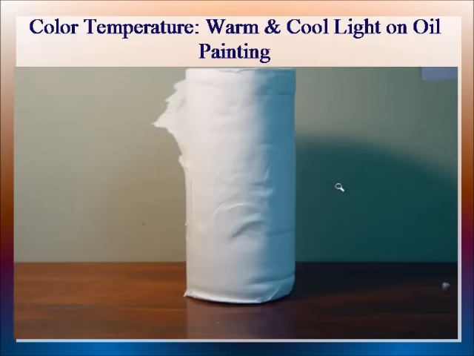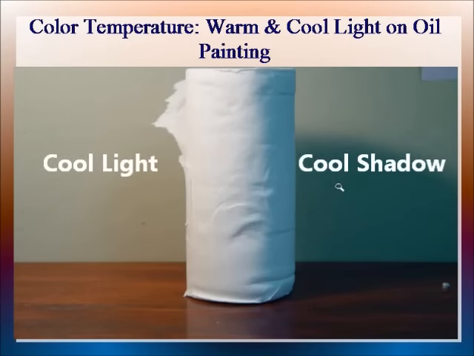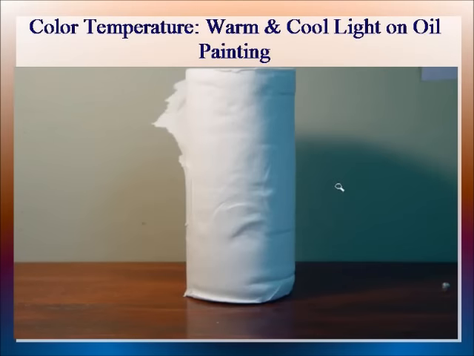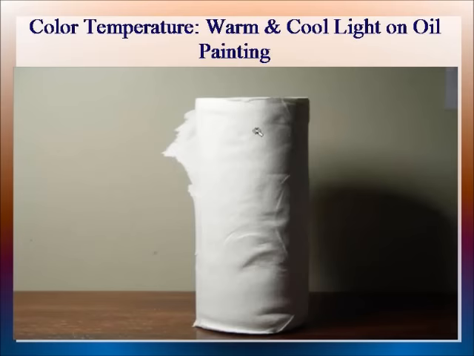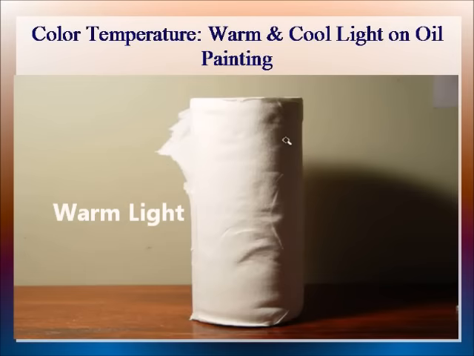This is shot with a cool light. So this is a cool light, and this is the shadow. And I want you to see cool light really translates to a cool shadow. Here is a cool light. This is a north daylight balanced bulb, and here's the shadow color, right? The next is warm light, and here's the shadow color.